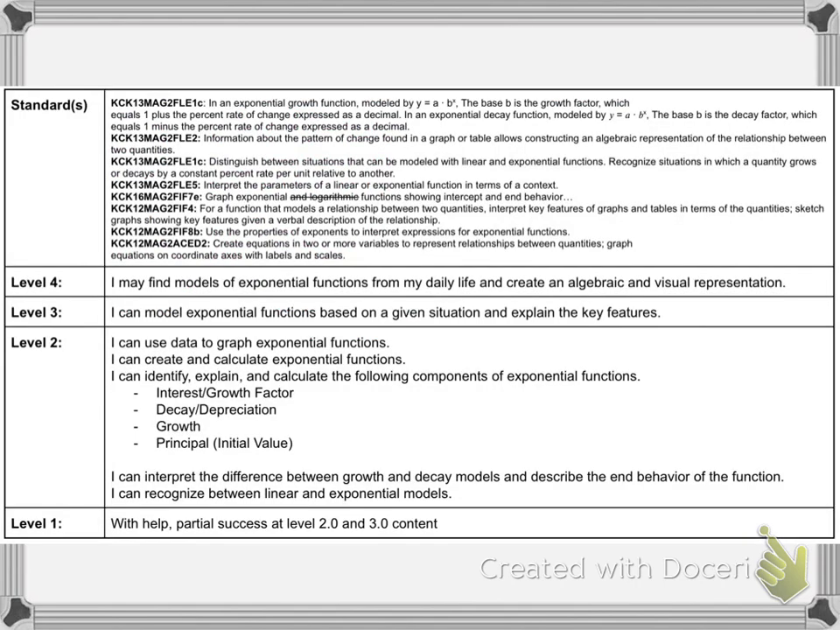So today's goal was to be able to identify and calculate certain components of exponential functions. So this goal right here. And we went over growth factor and decay and growth, as well as what principal means. So hopefully by the end of today we can check off all of those parts of our scale. We are still working on level 2. We should be finishing up that level 2 stuff by hopefully the end of next week.